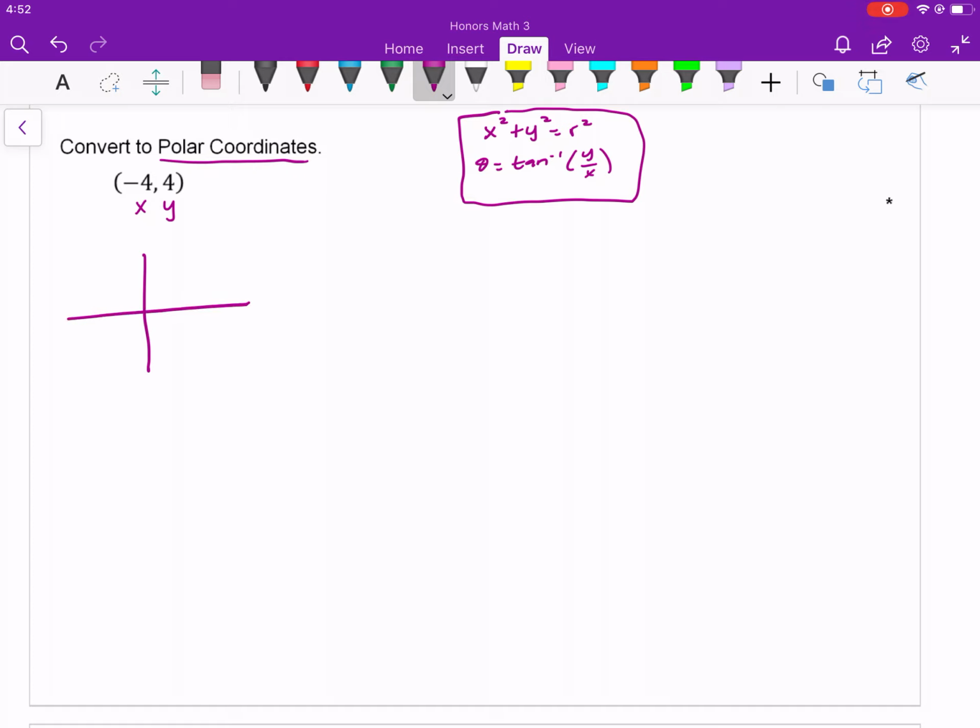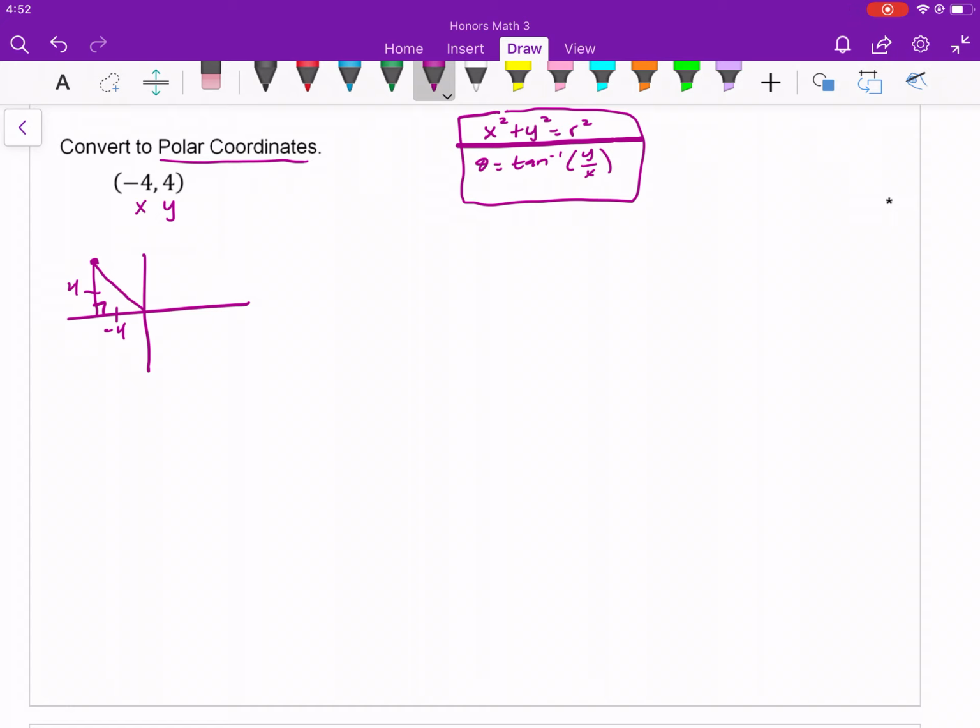What I always do when I convert to polar coordinates is I go ahead and graph the point. So -4 means I'm going left 4, up 4. Now it's going to be equal, so it's going to be an isosceles triangle. These are congruent. They're both 4. Like I said, you don't really have to remember this first one, because if you just look at that right triangle you made, you know how to find that last side, our radius.